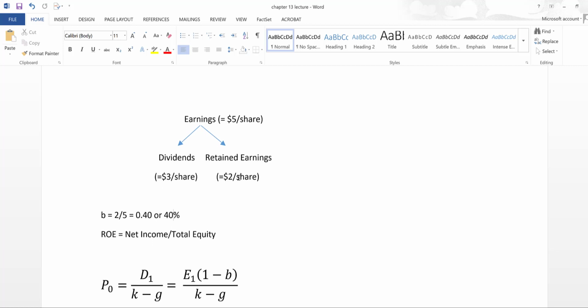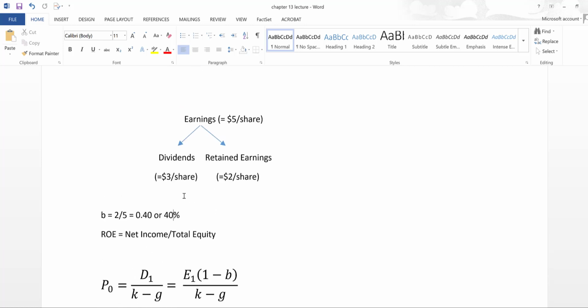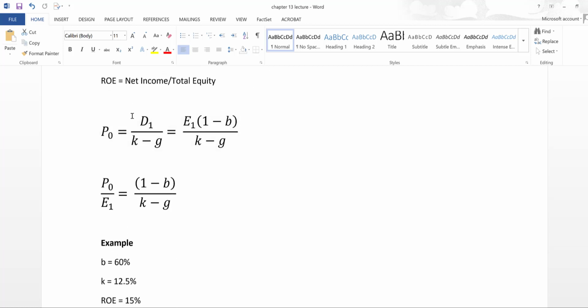So B is the fraction that is retained, and 1 minus b is the fraction of earnings that is paid out as dividends, right? So instead of using D1 here, we can use E1 times 1 minus b. In this example, 1 minus b would be 60%. B is 40% or 0.40, so 1 minus b would be 0.60. I take my earnings of $5 and multiply it by 0.60, and I get my dividend of $3 per share. So that is what we are doing here.